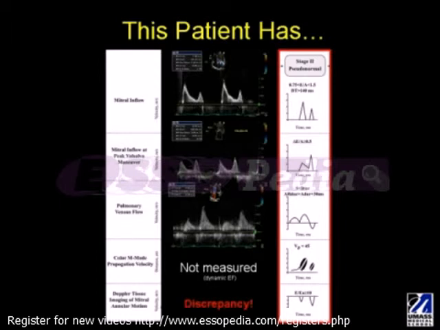Then below there, you can see where the pulmonary vein D wave is dominant, where D is much greater than S. Although the pulmonary vein A wave reversal velocity and duration could not be measured, we can see that we're not going to use the tissue Doppler in this example, and the color M-mode was not measured. But 3 out of 5 have concordant data showing that this patient indeed has elevated filling pressures.